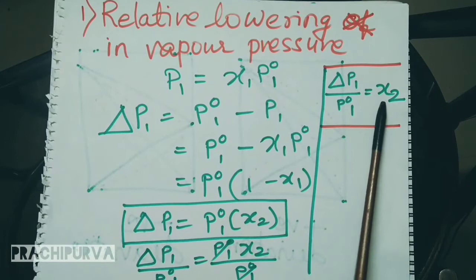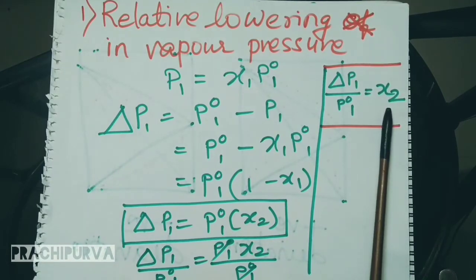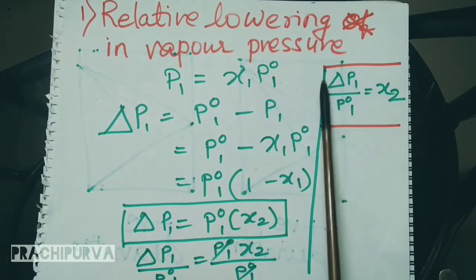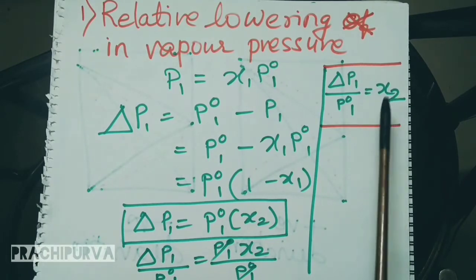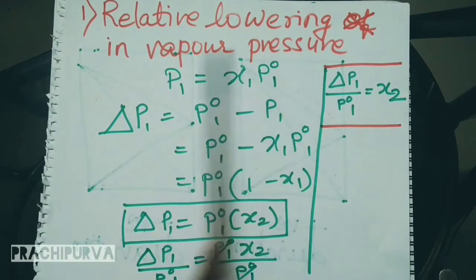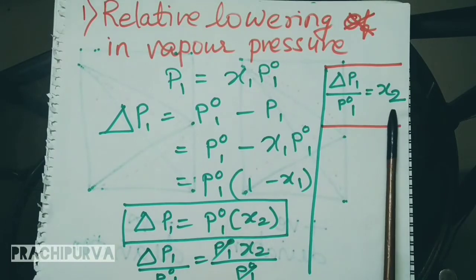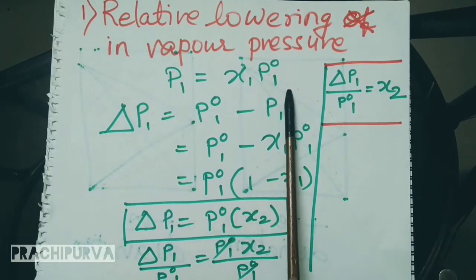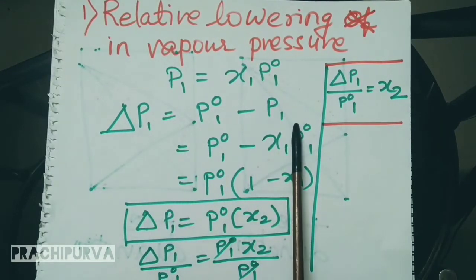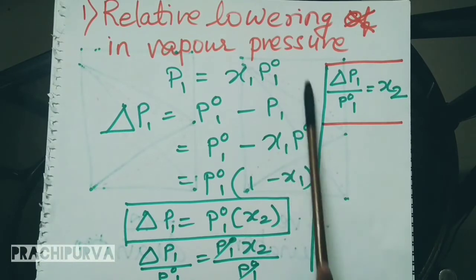So what is x2? Mole fraction of solute, the amount of solute particles. So this definitely depends only on the number of solute particles or the amount of solute particles. That's why this is a colligative property. It depends only on the amount of solute present in the solution. So I hope, are you clear with this? You're clear with this? How this came from here?